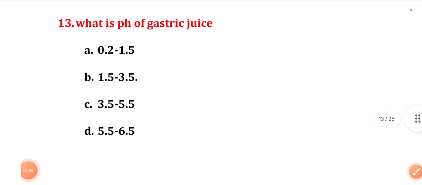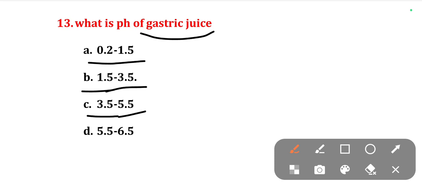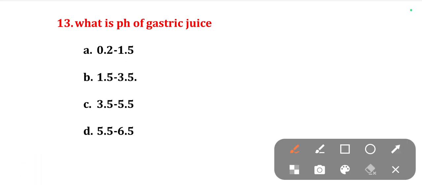The next one: what is the pH of gastric juice? The gastric juice is secreted in the stomach. What is the normal pH of the gastric juice? Option A, 0.2 to 1.5. Option B, 1.5 to 3.5. Option C, 3.5 to 5.5. Option D, 5.5 to 6.5. The right one is option B, 1.5 to 3.5. The gastric juice is acidic in nature.